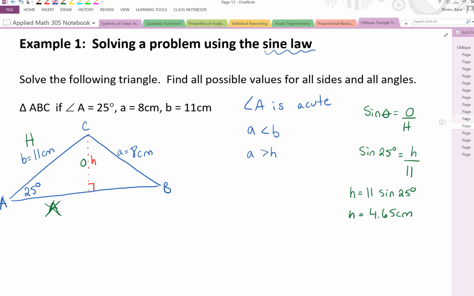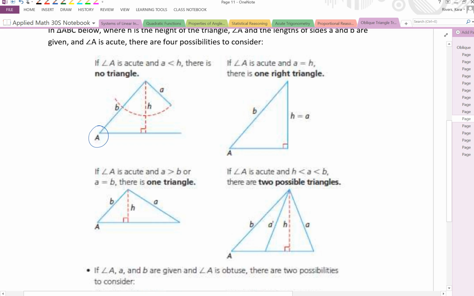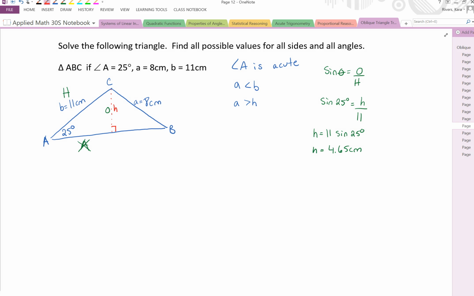So have a look at our page here. Which situation is it that A is bigger than H and A is smaller than B? That's the situation here, right? A is bigger than H and smaller than B. So that means there are two possible triangles here that we're going to have to solve for. So let's write that there are two possible triangles.